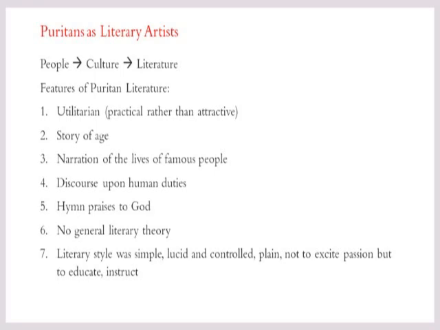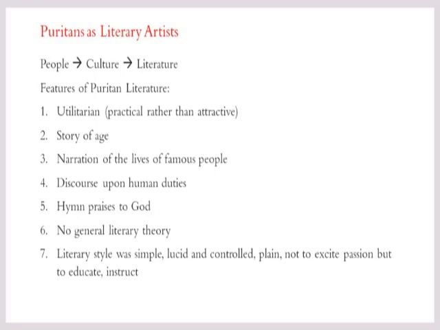Now we come to the literary aspect of a Puritan society. Puritans and literary artists. What kind of literature thrived during the Puritanism era? So we all know that wherever there are people, there is culture, and if there is culture, there is literature. Literature is a very prominent aspect of culture. So what are the features of Puritan literature? Number one is utilitarian, that is, it is practical rather than attractive.